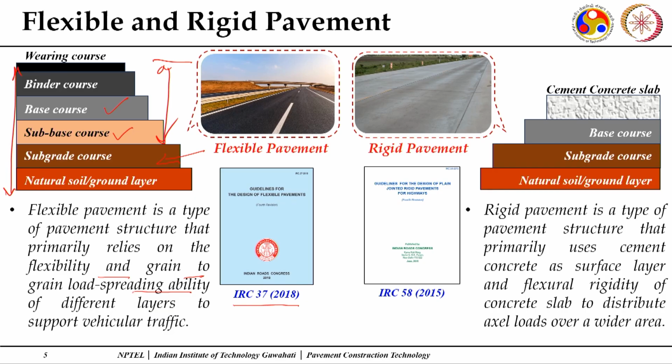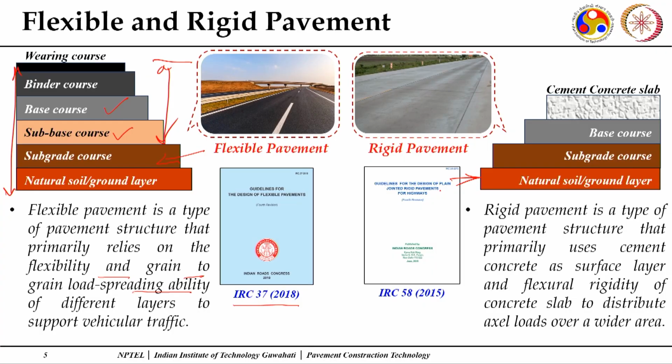Now, the other one which is common is your rigid pavements. Now, as the word itself says, this is a rigid structure. So, it has more flexural strength or more flexural rigidity compared to your flexible pavements. Now, here also you see we have a natural soil subgrade. This is when we are constructing in plain areas.